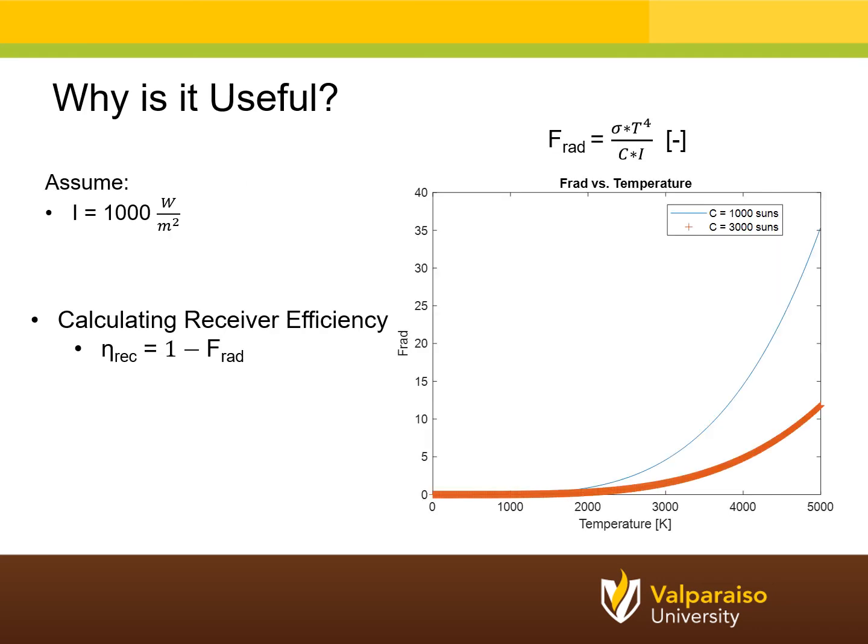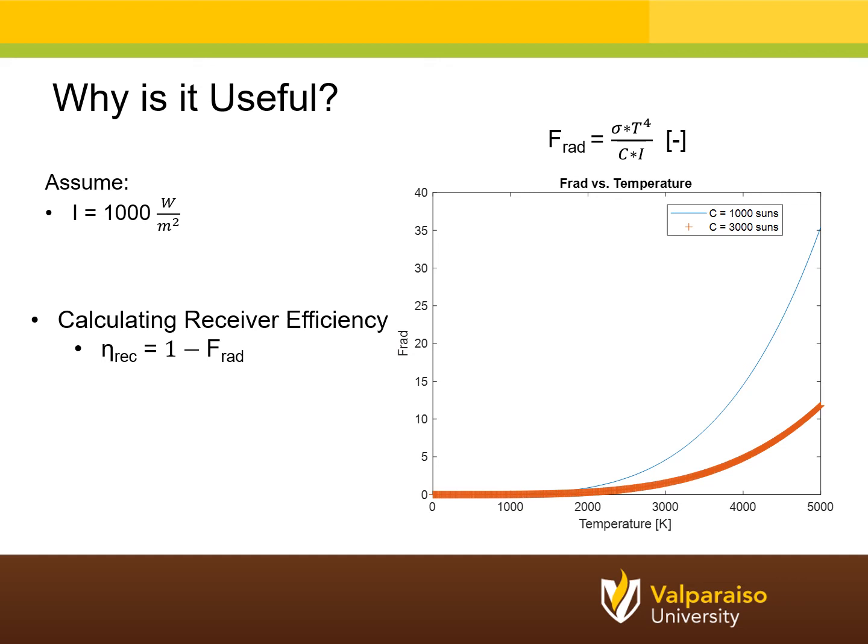Why is it useful? Qrad is useful as it is a component of the Frad calculation. This is our fraction lost to radiation in our receiver efficiency calculation. As seen on the screen, the receiver efficiency is 1 minus Frad. Therefore, we need to know Qrad to calculate Frad, which will give us the receiver efficiency eventually.